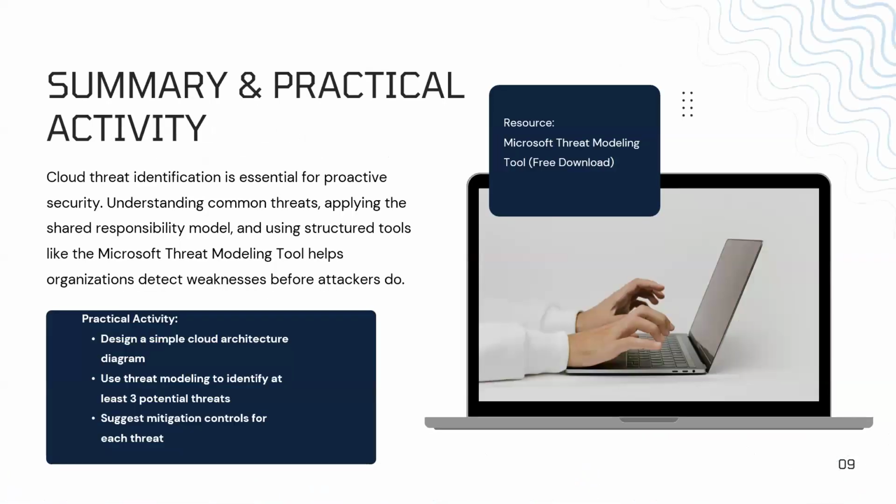So cloud threat identification is essential for proactive security: understanding common threats, applying the shared responsibility model, and using structured tools like the Microsoft Threat Modeling tool helps organizations detect weaknesses before attackers do. So in your free time, please design a simple cloud architecture diagram. Use threat modeling to identify at least 3 potential threats, and suggest mitigation controls for each threat.